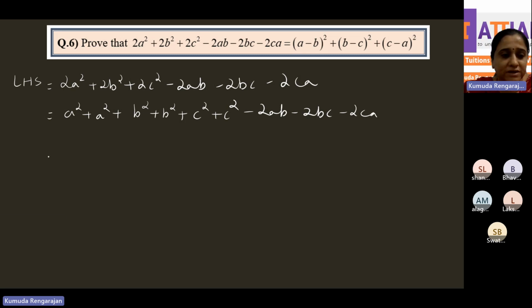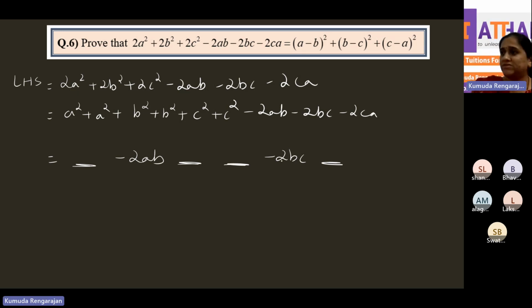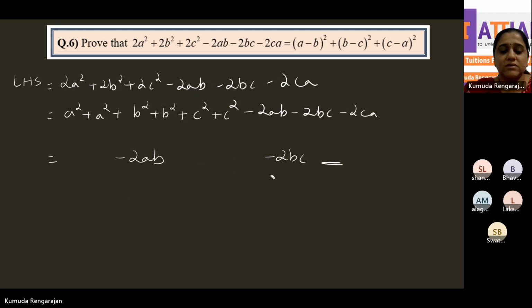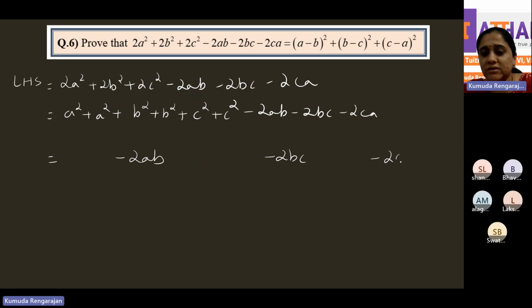After that, write the middle terms. Write the middle terms minus 2ab. See, you should write something here, minus 2ab and something here. Then you should write something here, minus 2bc and something here. Because every middle term will have one term this side and one term this side, right? Like if it's minus 2ab, it'll be a square here and b square here. a square minus 2ab plus b square. This middle term will have two square terms. So I'm writing the middle terms.